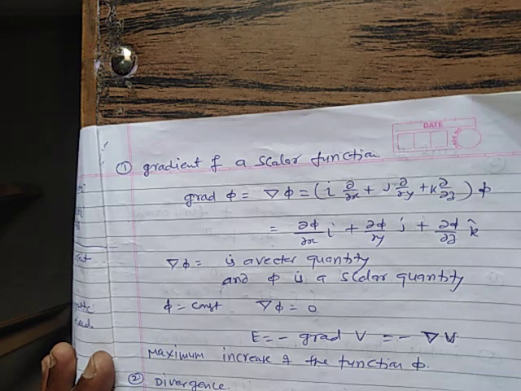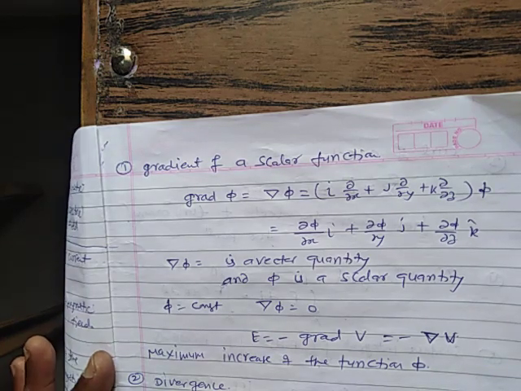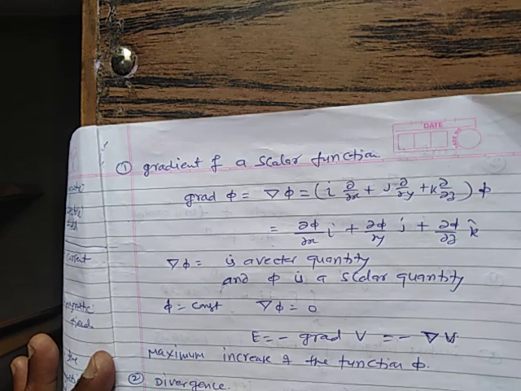And del phi, as is clear from the above, is a vector quantity and phi is a scalar quantity. So if we calculate the gradient of a scalar function, we always get a vector quantity, and if phi is equal to a constant, then del phi will be equal to 0. The famous formula that we already know is E equals minus grad V, or E equals minus del V. This gradient basically gives the maximum increase of the function phi.